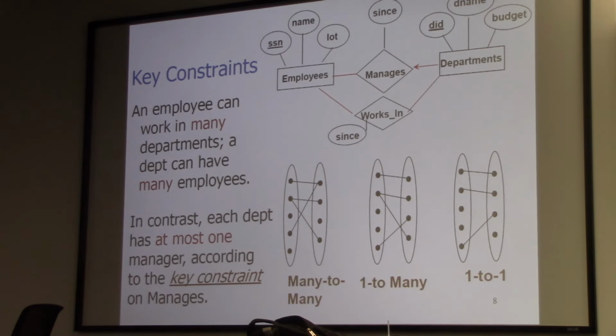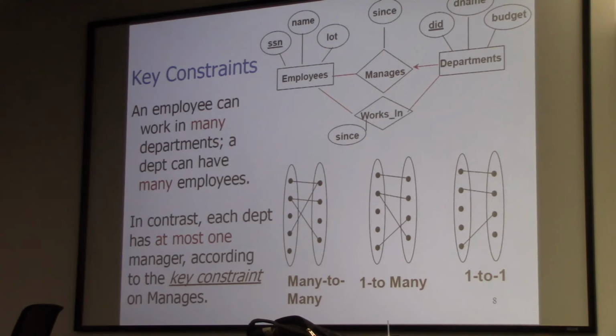Then we talk about the mapping constraints for a relationship set. In particular, we talk about many-to-many mapping, one-to-many mapping, and many-to-one mapping. And the way you capture that is by using an arrow in your relationship set. In particular, let's look at this example. Employees manage departments. As we argued, an employee can be the manager of multiple departments, but each department can only have one manager. So that's a one-to-many mapping from employee to department.